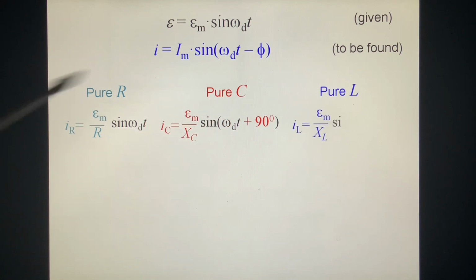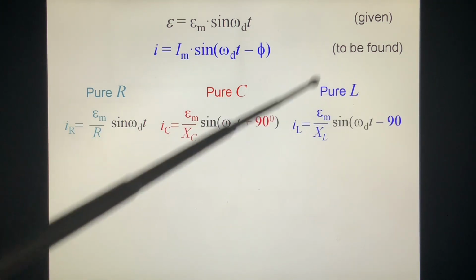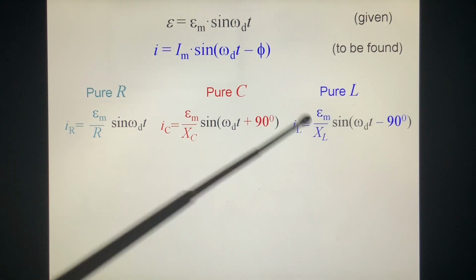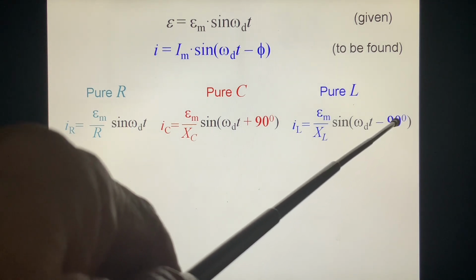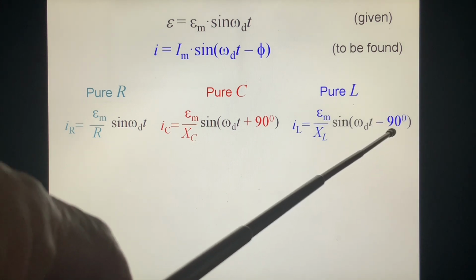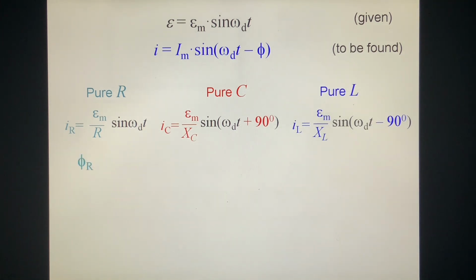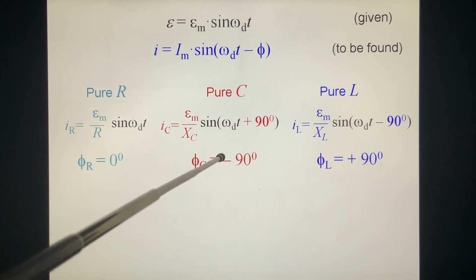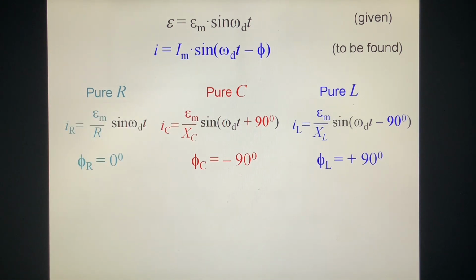For the pure inductance, XL equals omega L. Phi is 90 degrees, so the current is 90 degrees lagging behind voltage. I only remember one thing: for a capacitor, current is ahead of voltage by 90 degrees. So in this case, we take phi as minus 90.